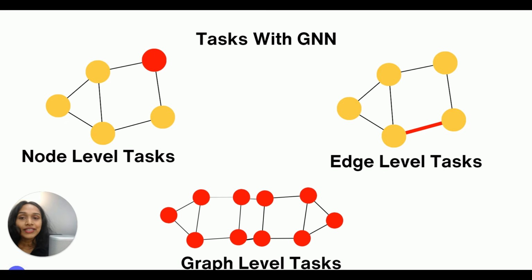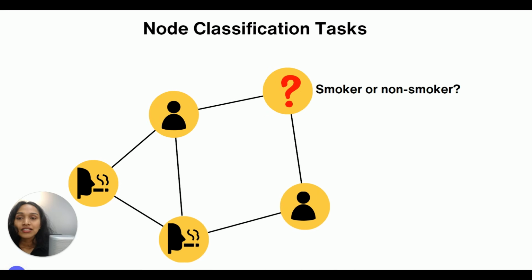So as I said, we can perform many tasks by using graph neural networks. These tasks can be classified into three: node level tasks, edge level tasks, and graph level tasks. Let us see each of them in detail. So this is an example of a node level task. This is a node classification task, and here we have a graph with 5 vertices.